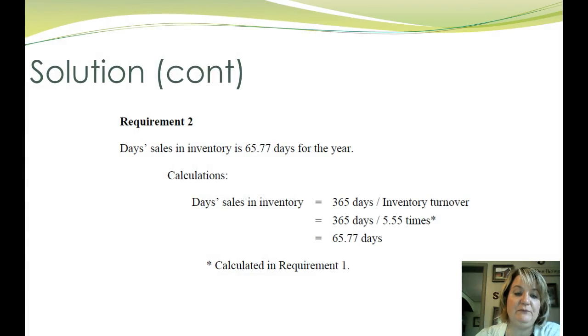For requirement number 2, days sales in inventory is 65.77 days for the year. Calculations for that: days sales in inventory, 365 days in a year divided by inventory turnover. That's 365 days divided by 5.55 times equals 65.77 days. The 5.55 times was calculated in requirement number 1.